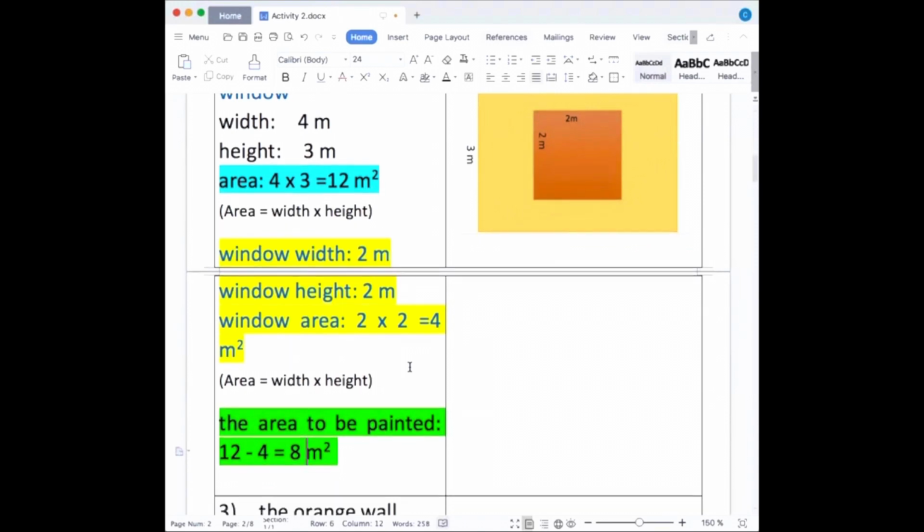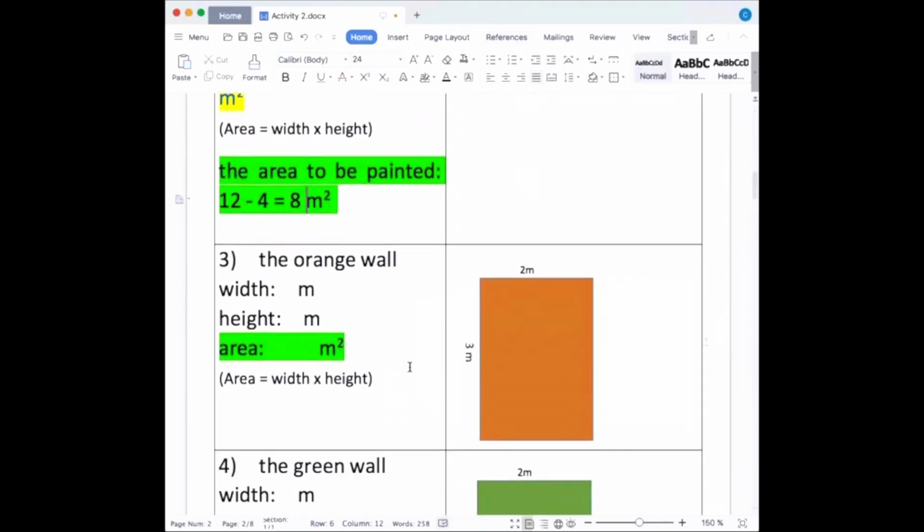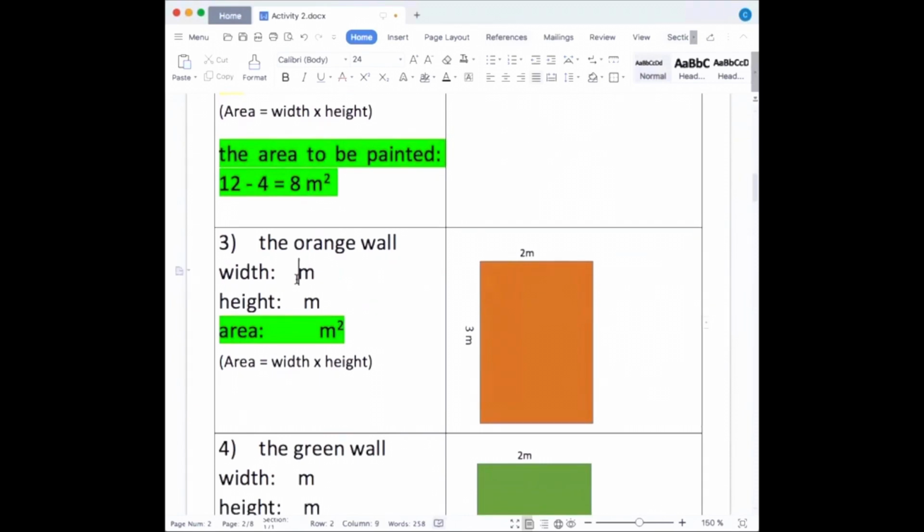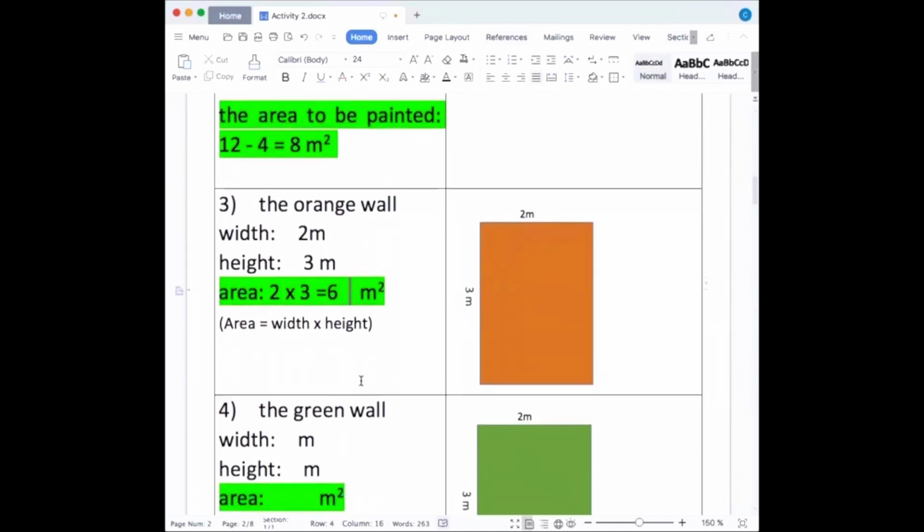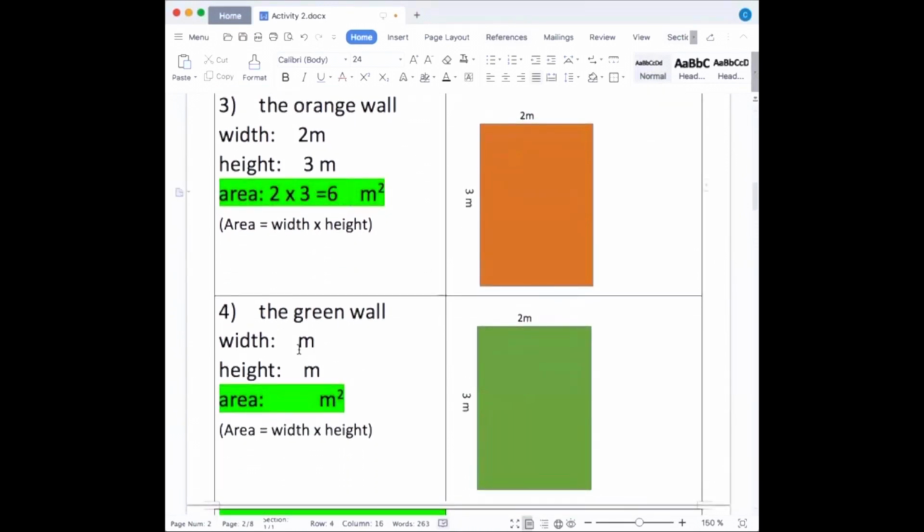Yes. Let's move to the next one, the orange wall. So the orange wall is 2 meters wide and 3 meters high, and the area is 2 multiplied by 3. We can get 6 square meters. And then the last wall, the green wall, is the same as the orange wall, 2 meters wide and 3 meters high, and we can get 2 multiplied by 3, 6 square meters.